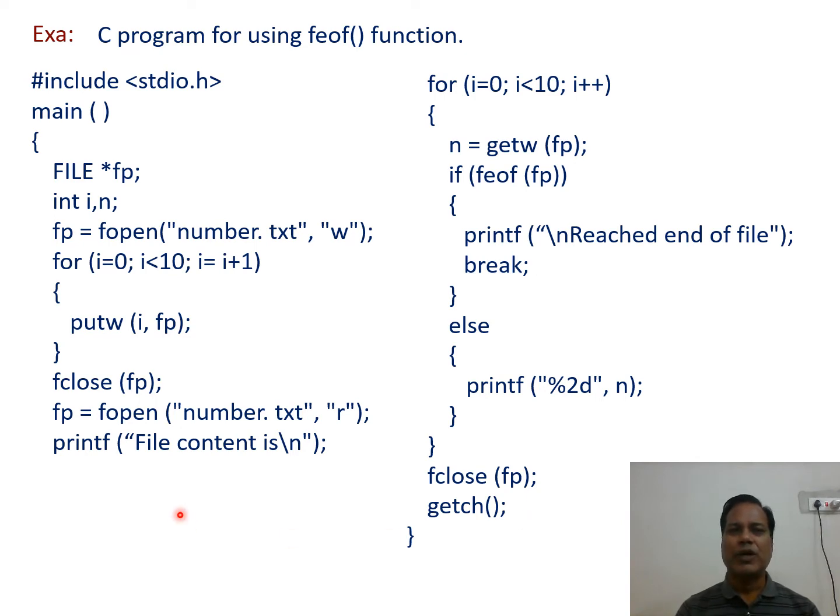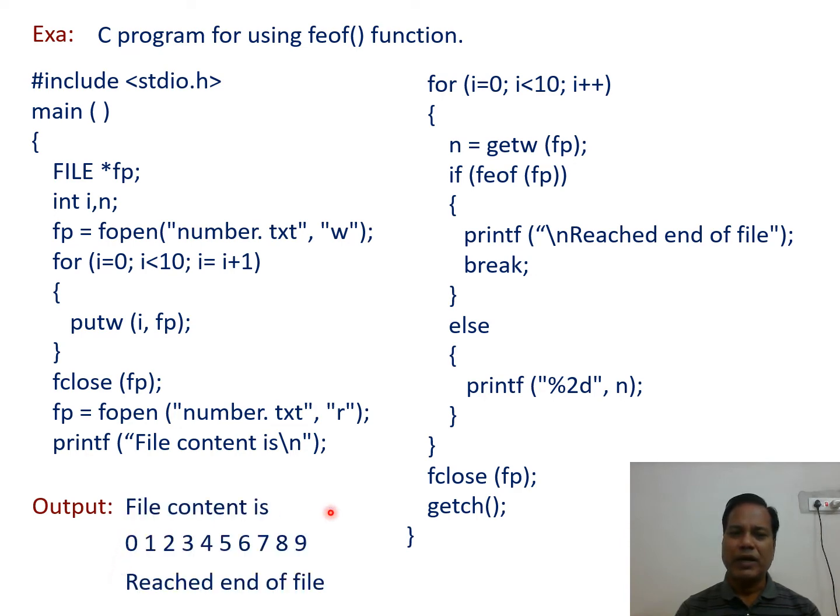So when this program is run, we get the output like this one. File content is 0, 1, 2, 3 like this, and when the end of file condition becomes true, reached end of the file. That is, this message is displayed.